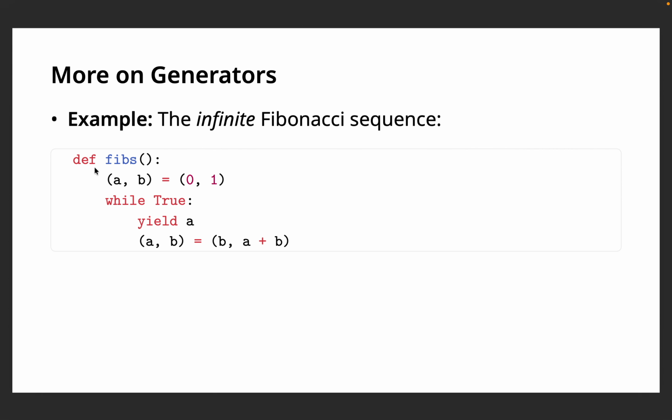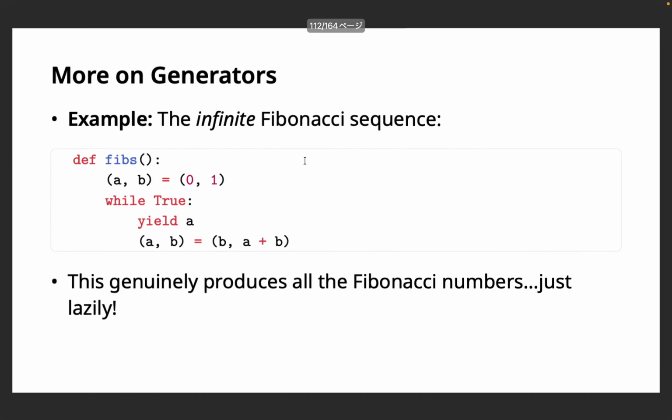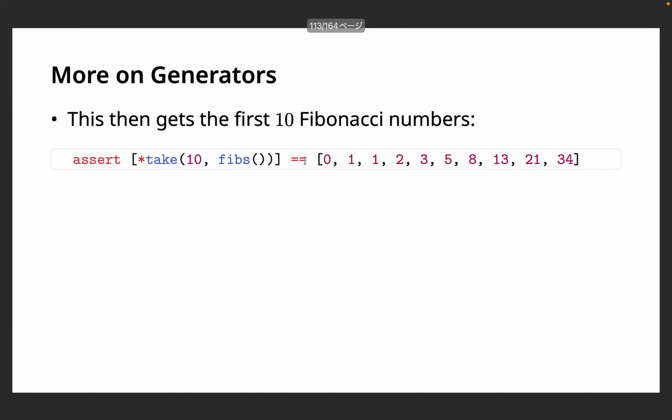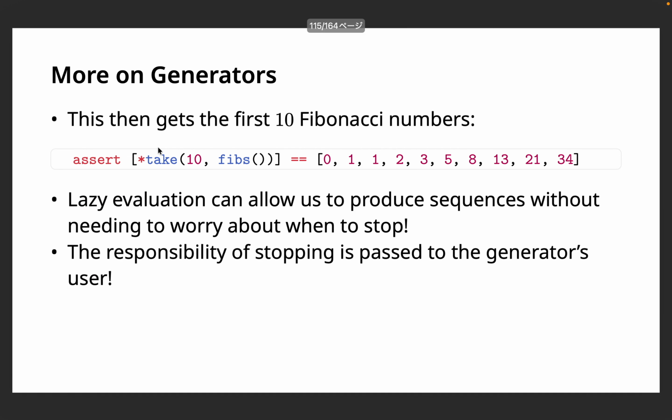This is an example for the Fibonacci numbers. This is a generator, so you can also use it like this. Take the first n elements of this infinite sequence. So that's the nice thing about being lazy. You can technically make infinite sequences like this.